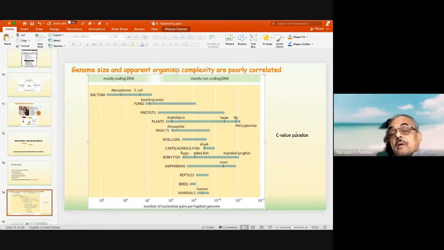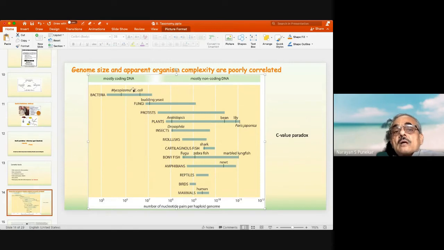That's called the C-value paradox. That means they have a lot more DNA, but they are not as complex living beings as we anticipate them to be. For example, the newt, an amphibian, has a lot of DNA. The lily, and particular beans, the plants have a lot of DNA, but they're not very different from Arabidopsis, which has this much DNA.